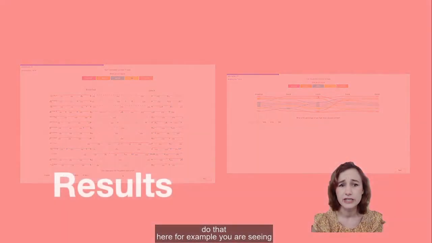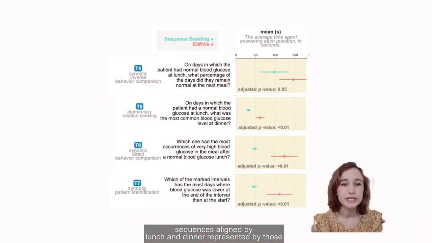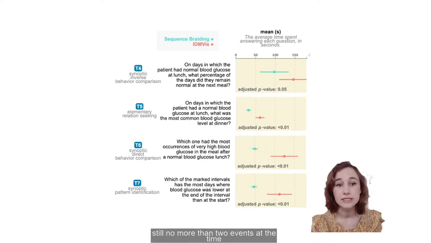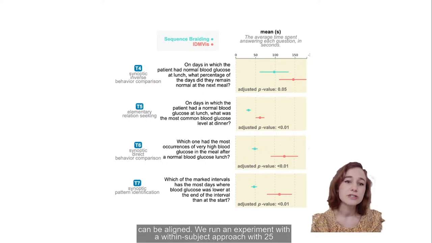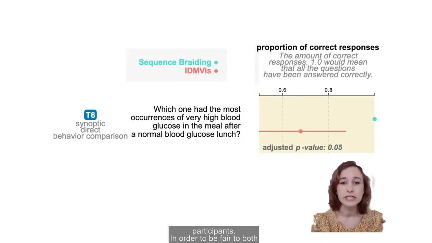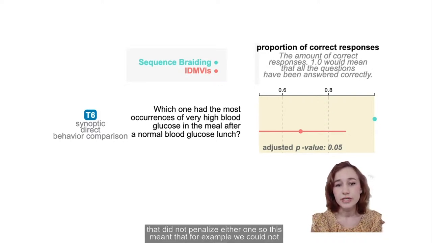Overall, we found that there is good evidence that participants are faster using sequence braiding rather than IDMVis. This time improvement was primarily on tasks which involved analyzing the sequentiality of events. Simpler tasks had much less difference. The most outstanding time improvement is found in task 6, which involved comparing 2 time intervals and finding a pattern. It is also the only relevant difference in correctness.